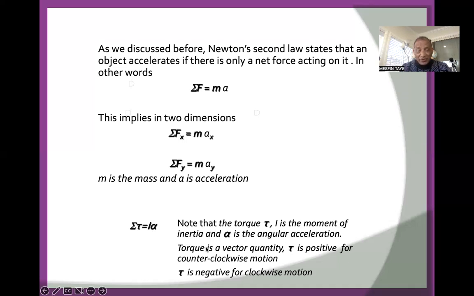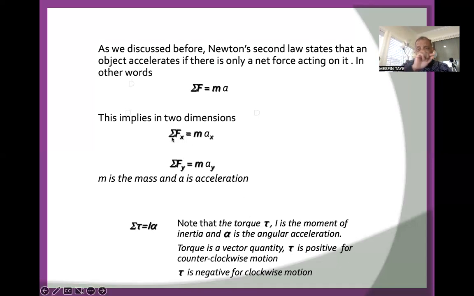So when torque is a vector quantity, and an object is moving counterclockwise, the torque is going to be positive. If an object moves in the clockwise direction, the torque is going to be negative. What about for a force?